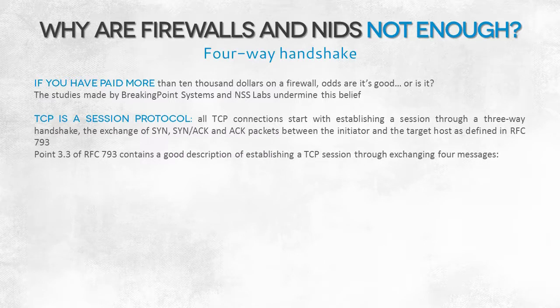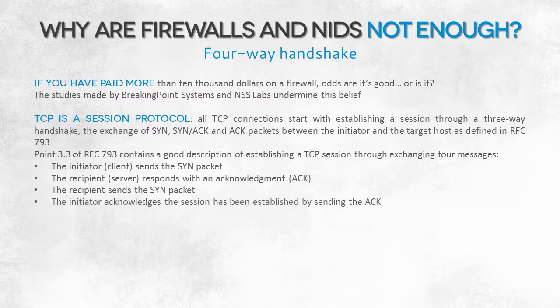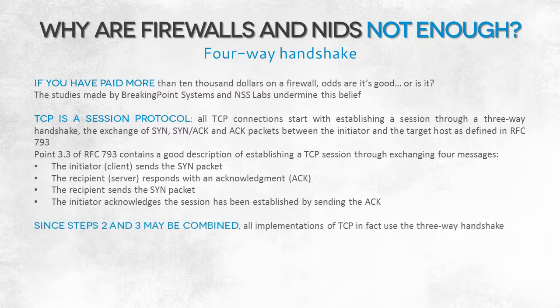In Section 3.3 of the RFC 793, this process is described slightly differently. According to the document, the client, the initiator, sends a SYN packet. The receiver acknowledges it by sending an ACK packet. Then it sends its sequence number in a separate packet. Having received the SYN packet, the initiator acknowledges it by sending its ACK packet. Thus, the RFC describes session establishment as a four-stage process. It requires the exchange of 4 messages rather than 3.